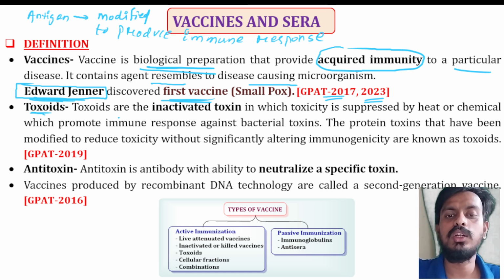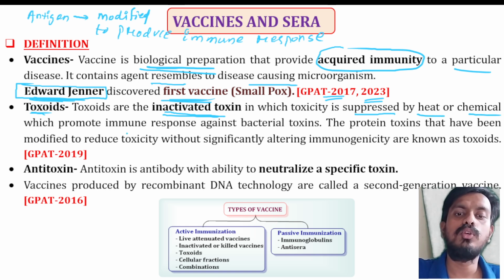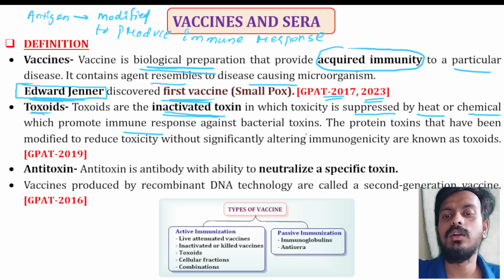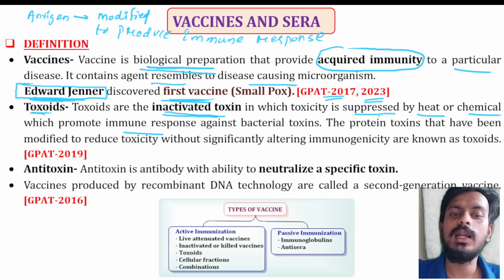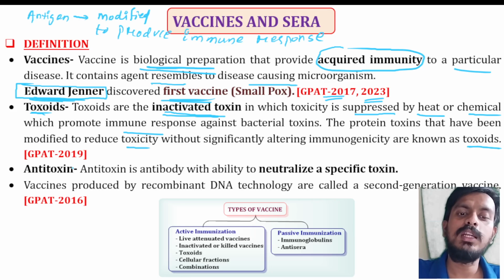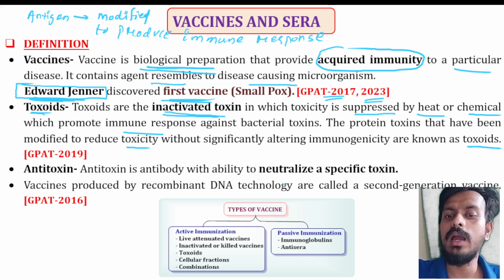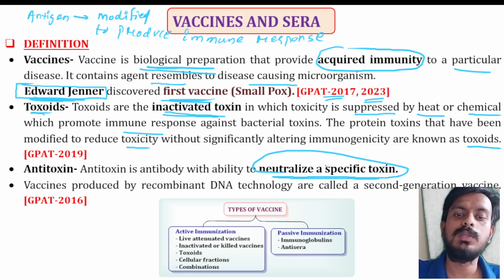Toxoids. So what is a toxoid? Toxoids are inactivated toxins whose toxicity is suppressed by heat and chemicals, which promotes the immune response against bacterial toxin. A protein toxin that has been modified to remove toxicity without significantly altering immunogenicity is known as a toxoid. Antitoxin is an antibody with the ability to neutralize a specific toxin.